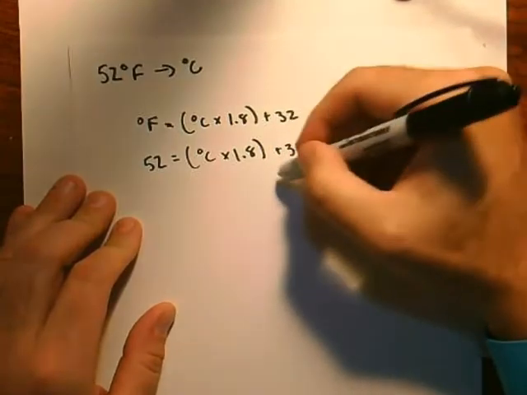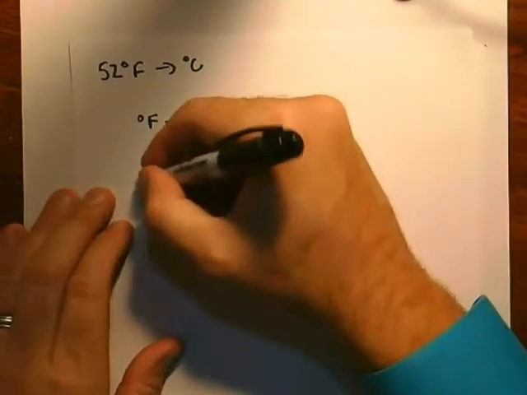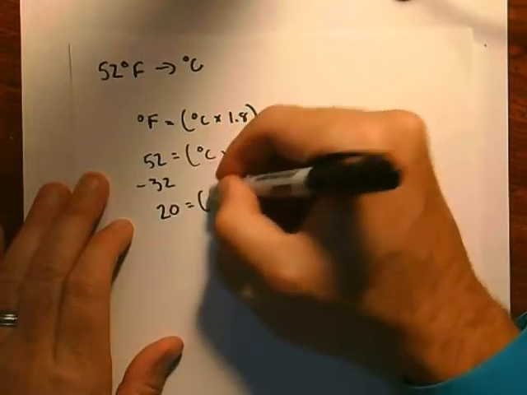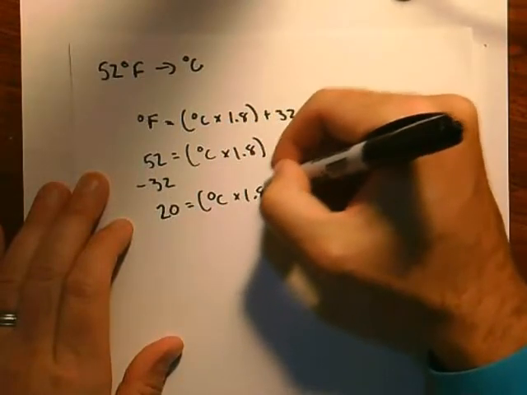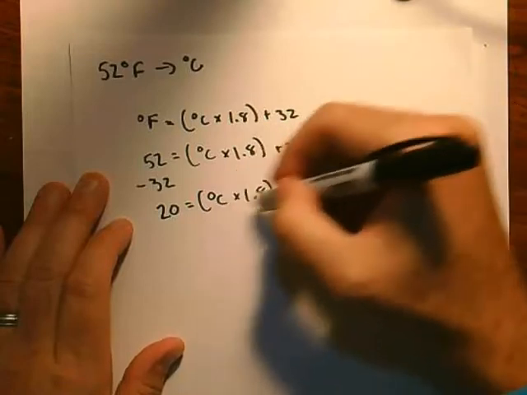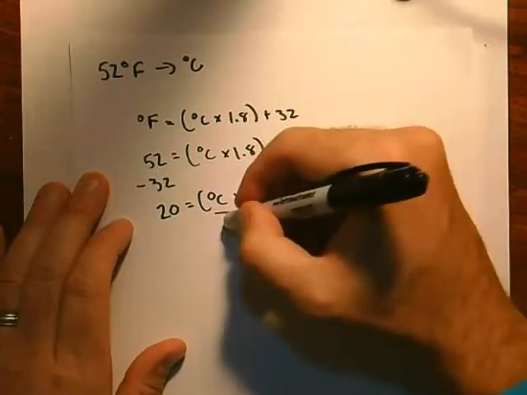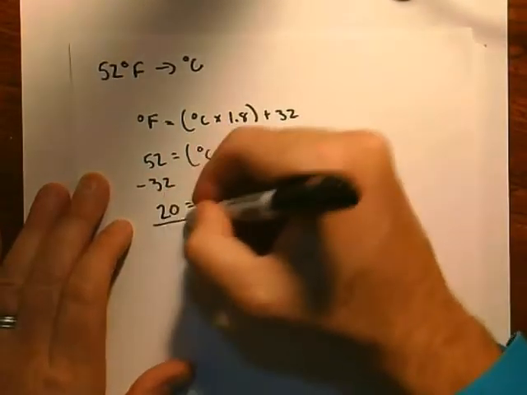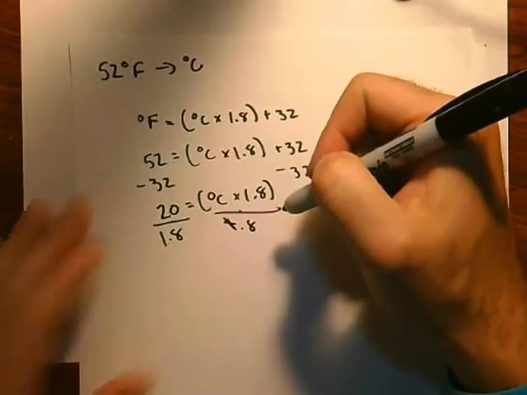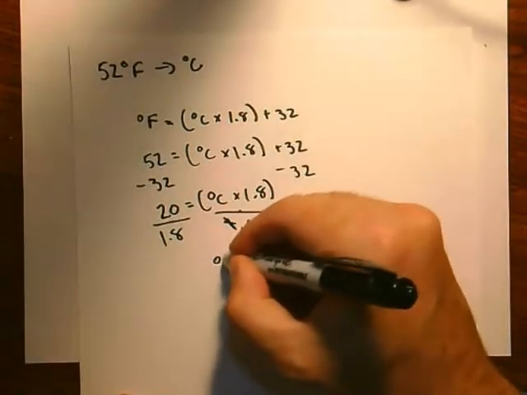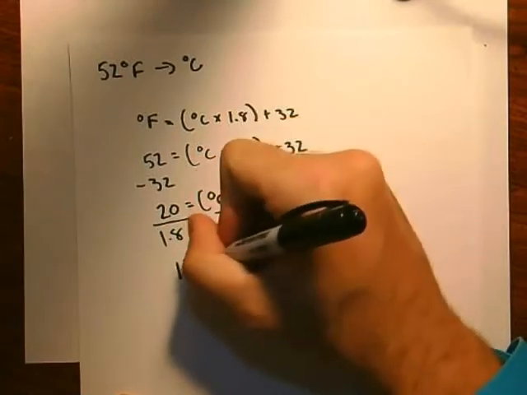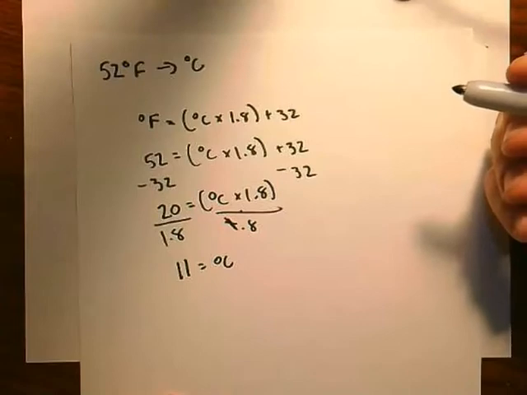Now in order to solve, we have to subtract 32 from each side. And so that's 20 equals degrees Celsius times 1.8. Then we divide both sides by 1.8. And we do our math, and we get that the temperature in Celsius is 11 degrees Celsius.